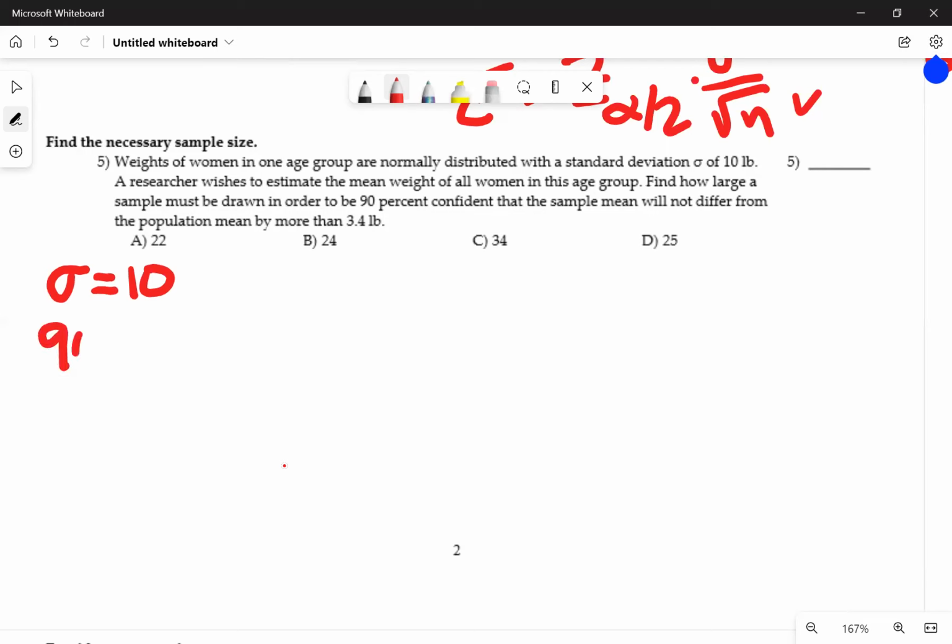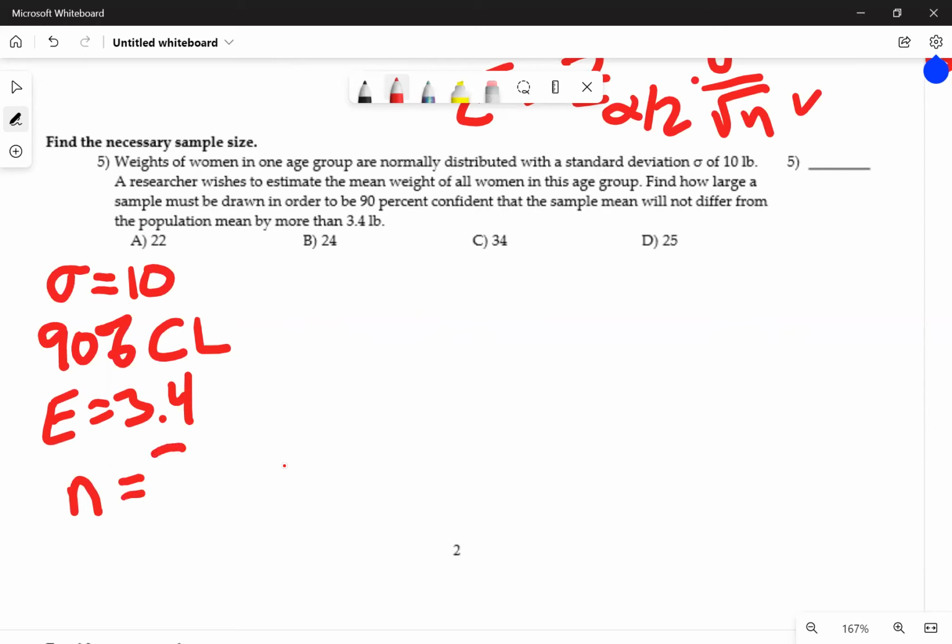So I want a 90% confidence level. And I want the sample mean to not differ from the population mean by more than 3.4. Meaning I want E to be 3.4 pounds. I want my margin of error to be no larger than 3.4. So I'm looking for n. What is n?